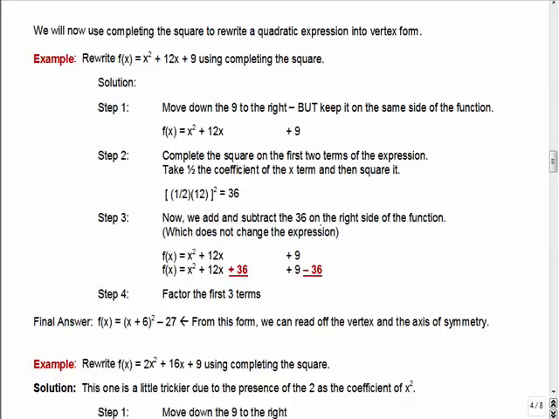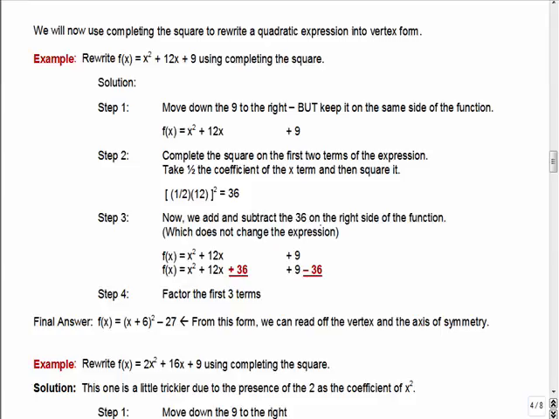We will now use completing the square to rewrite a quadratic expression into vertex form. So we would like to rewrite f of x equals x squared plus 12x plus 9 using completing the square. The steps will be similar to what we did in the previous example, but we'll have a couple of fundamental differences. So, step 1, what we're going to do is move the 9 down.